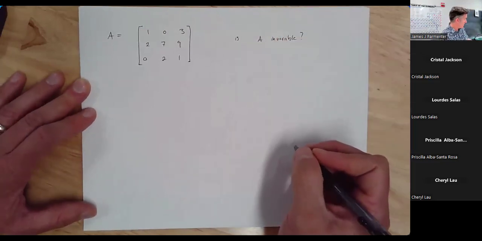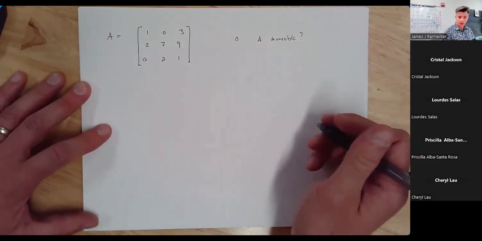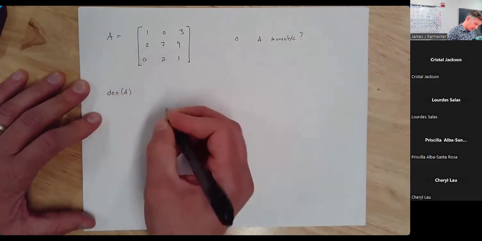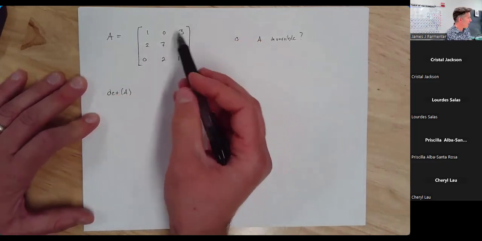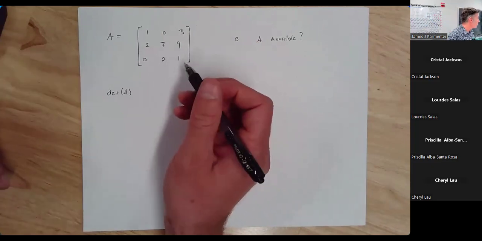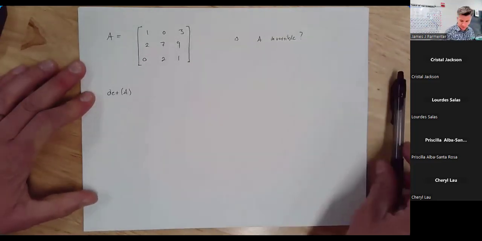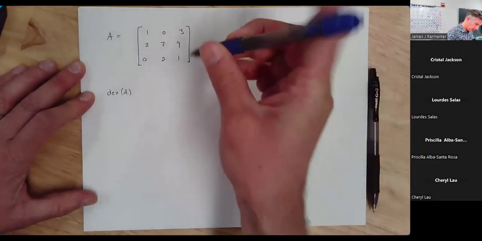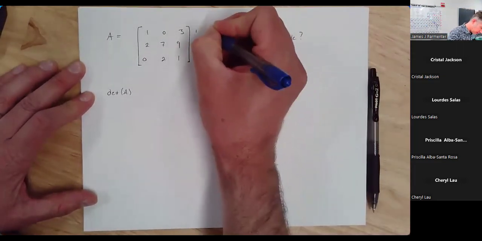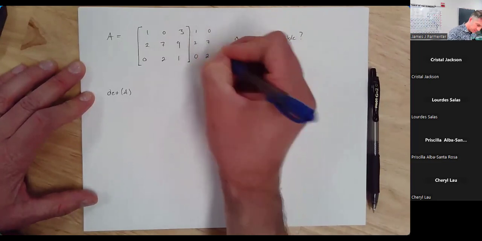Or I could phrase it as, is A non-singular? Okay, so let's find the determinant of A. I wouldn't recommend writing this matrix again. There's no reason to write the matrix twice. Just take this matrix you've already got and rewrite the columns right here: 1, 2, 0, 0, 7, 2.